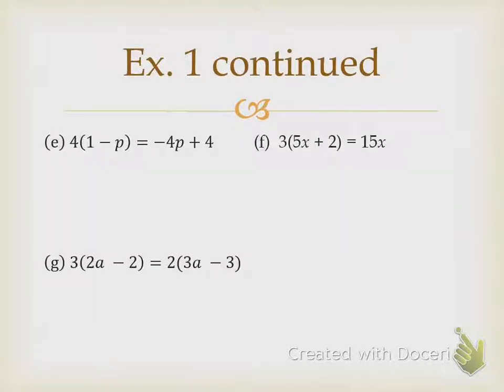Now, look at letter E. What do we see really quickly that we're supposed to do? Distributive property. So let's distribute. And what do we get when we distribute the 4?